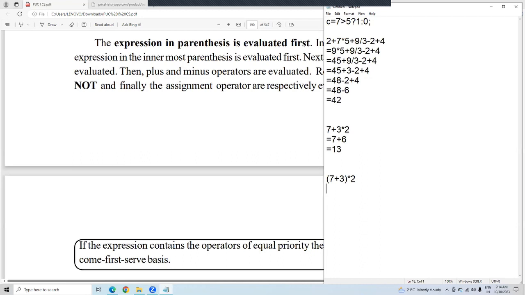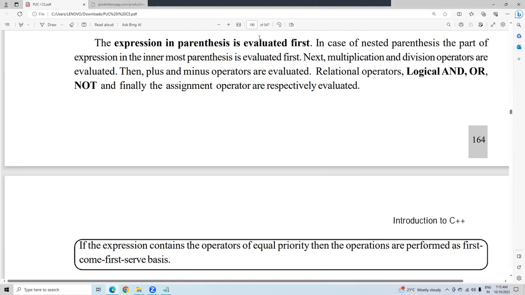Even though multiplication has higher precedence, the parenthesis has the highest precedence. So 7 plus 3, as it is inside the parenthesis, even though plus has lower priority, is enclosed in the parenthesis. That is why it has to be manipulated first. That is why it becomes 10 multiplied by 2. So this time the result is 21, because 7 plus 3 is enclosed in parentheses. Fine.